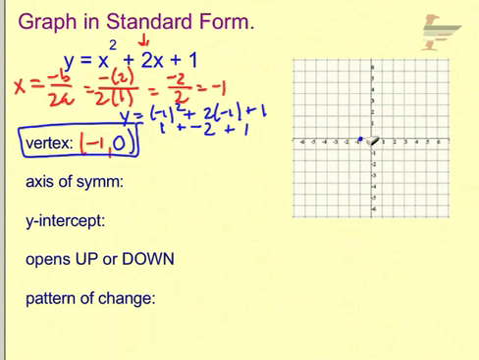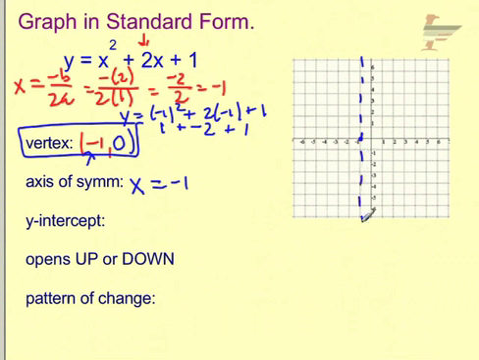Let me just clean that up a little bit. Okay, so now we can find our axis of symmetry. Remember, it's an equation, so x equals whatever the x value of your vertex is, so x equals negative 1. This is the line that's going to cut our parabola right in half.